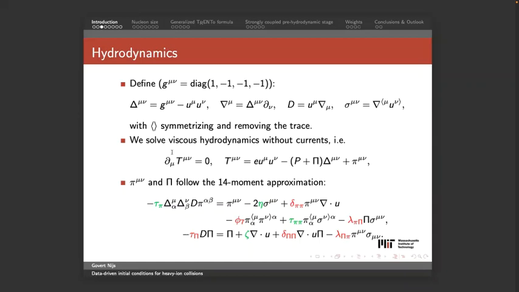So you need some ansatz, which is assuming that everything is very close to equilibrium, and then you do a derivative expansion. Then you can say, for example, at first order in the derivative expansion, you get these two terms for the shear and these two terms for the bulk. And then at second order, you get this whole 14 moment approximation.